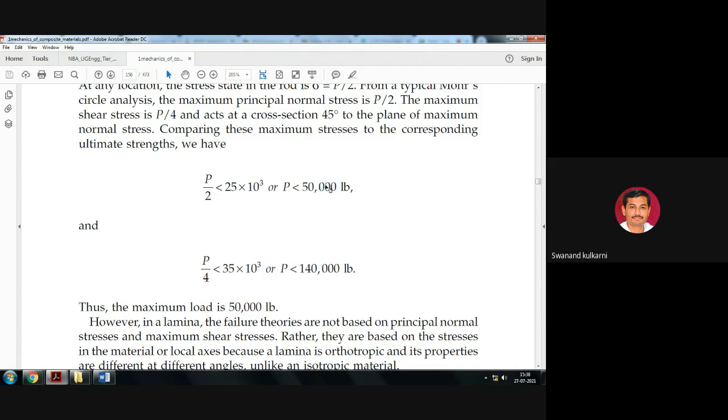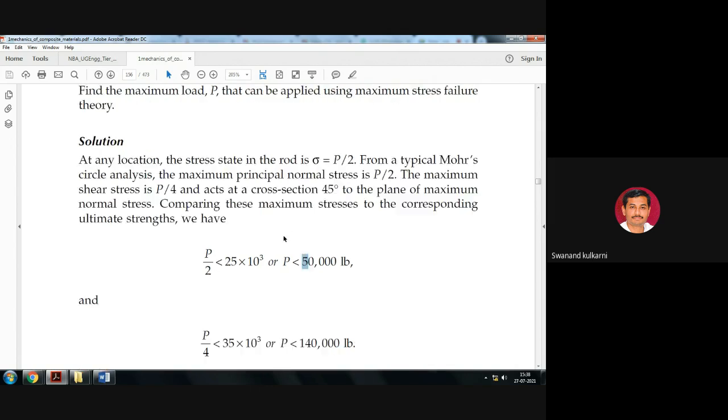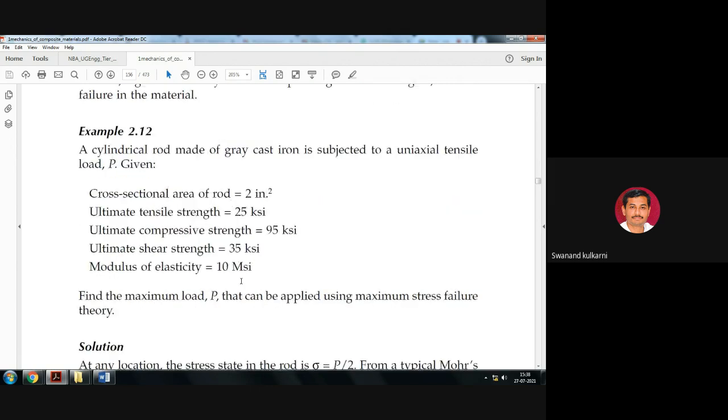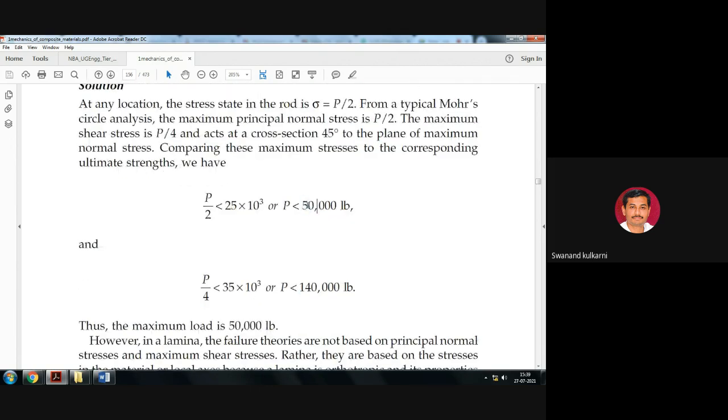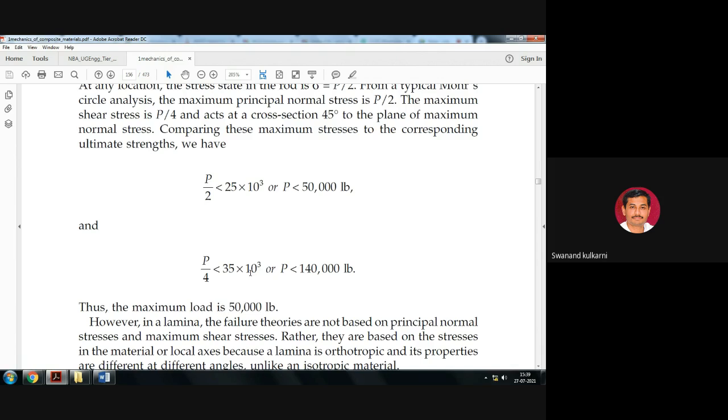So with the first criterion and with this second criterion, it is found that the failure will happen in case of tensile, and the maximum load that it will bear is 50,000 only. So that 50,000 load should not be crossed. Beyond this particular value of 50,000, it will indicate that this material fails if we cross this particular limit.